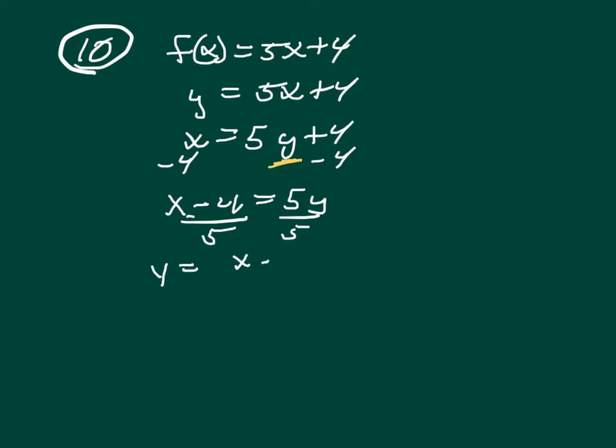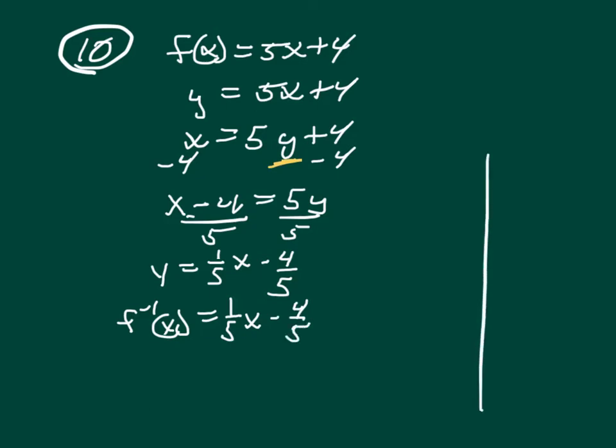Now if you want to, matter of fact, let's just do it. Let's distribute the 1/5 to the x and to the -4. So it's going to be 1/5 x minus 4/5. And lastly, f inverse of x is equal to 1/5 times x minus 4/5. Alright, so let's go ahead and just quickly graph this.